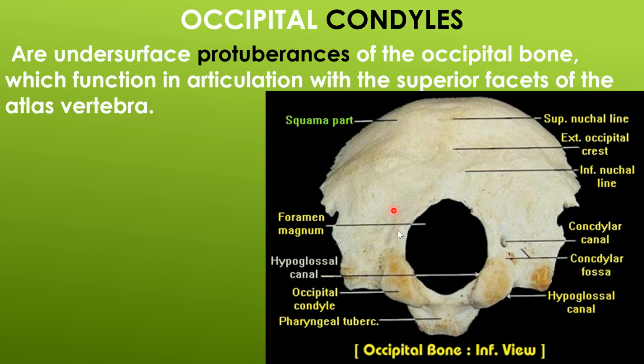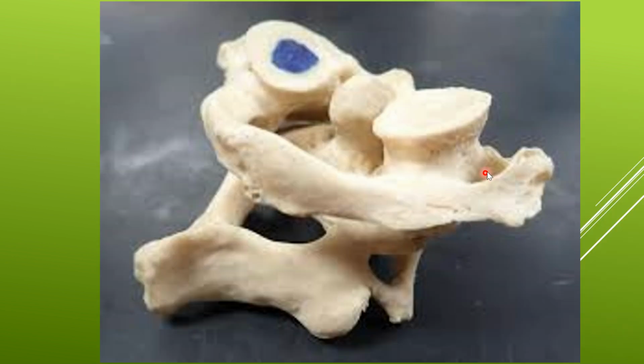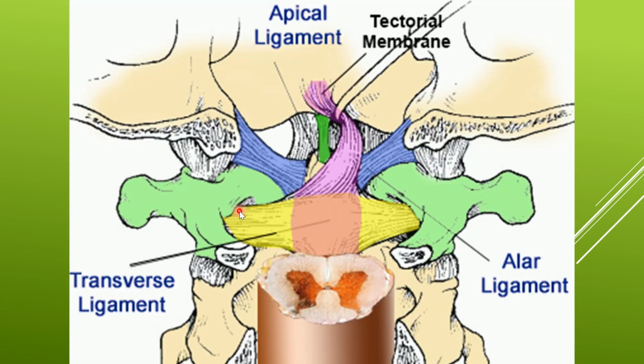Here is the undersurface of the occipital bone, the inferior view, where both occipital condyles appear at the anterior part of the foramen magnum. Here is the superior surface of atlas, the superior articular facets articulating with the occipital condyles, and here is the odontoid process and axis.